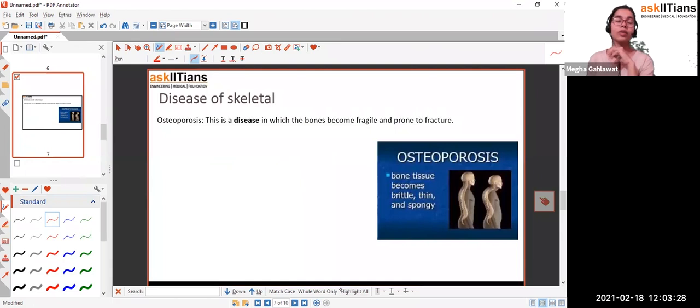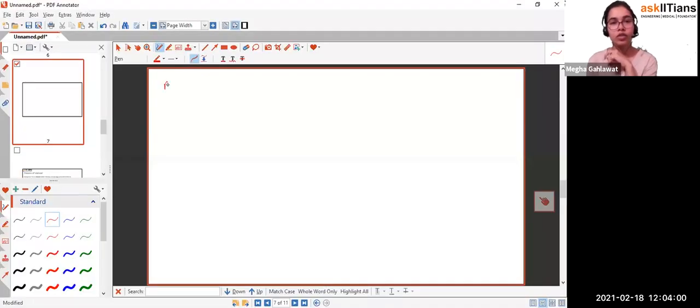See, there are multiple types of disease of the skeletals, okay? But before that, I think we should cover the birds and snakes, right? So we're going to do one thing. We are going to cover the birds and snakes first of all, and then we are going to move to the disease of the skeletal, right? So we'll do the birds first, and then we'll do the snakes later.